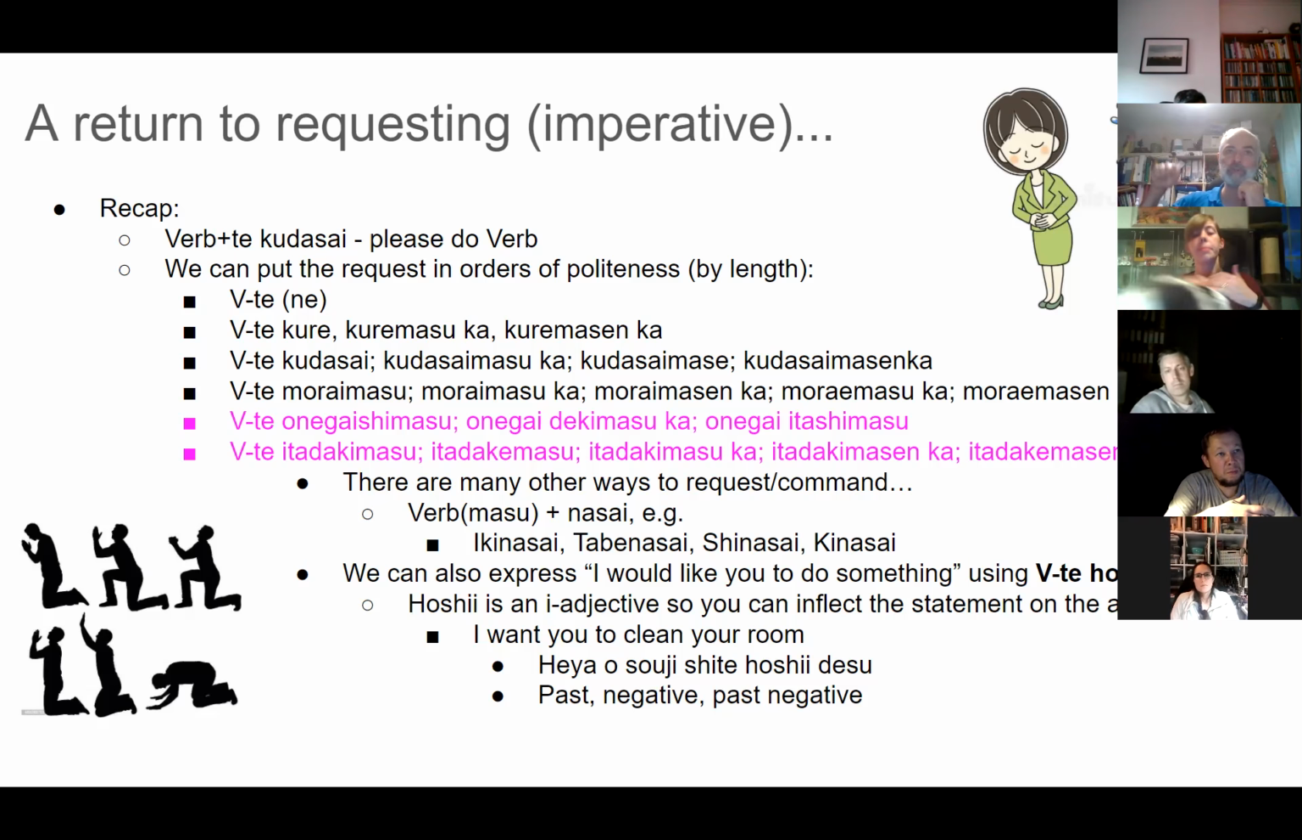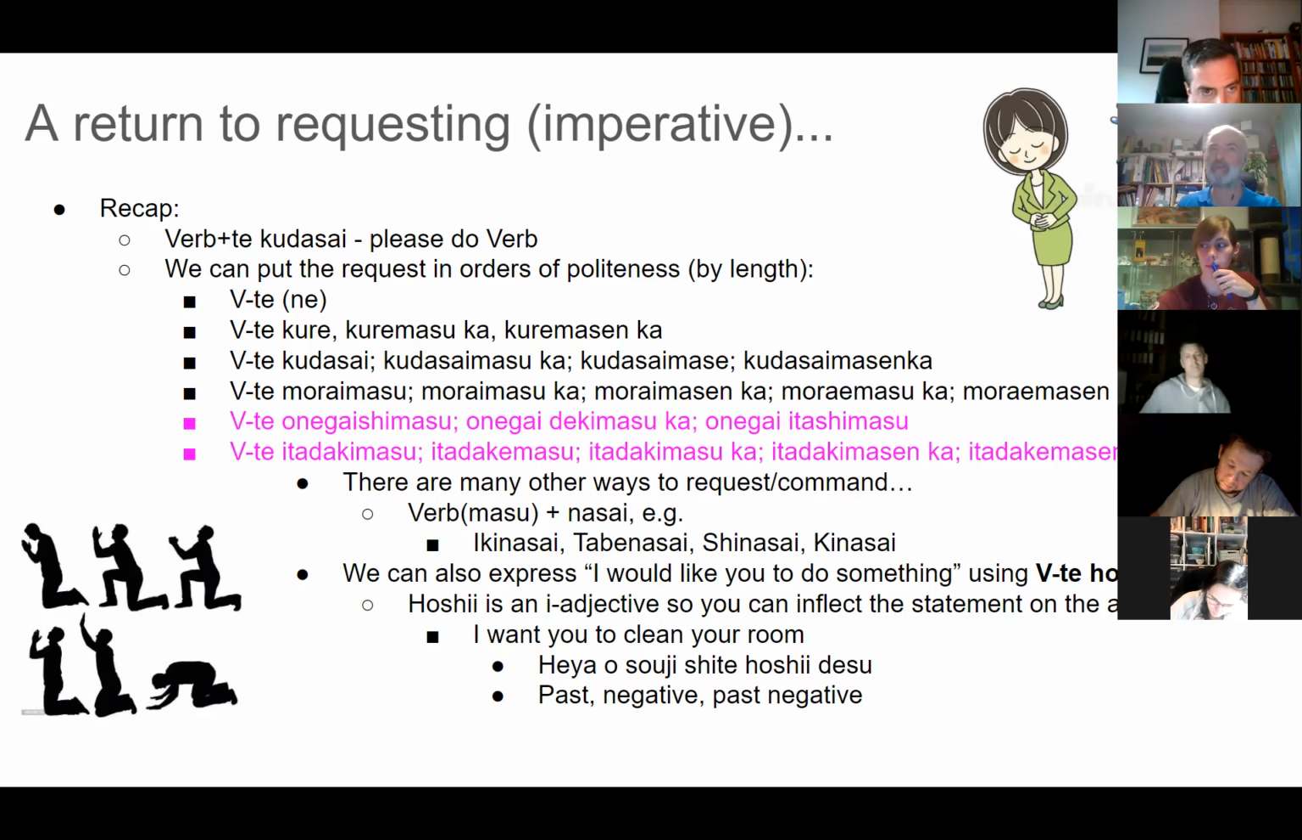You can't use this tai form or the hoshii form for other people because it assumes you know their feeling, which you don't usually do in the Japanese language. It sounds weird. So ikitai, tabetai, shitai, you only use for yourself. Hoshii is also the same. If you want to say to somebody, do you want an ice cream? You wouldn't usually say ice cream ga hoshii desu ka?